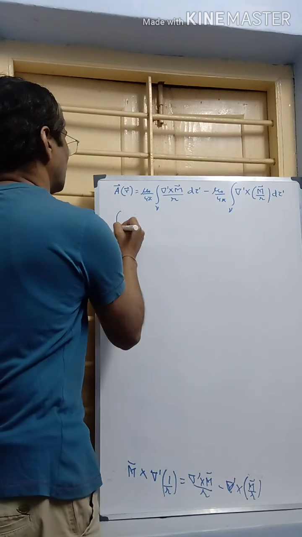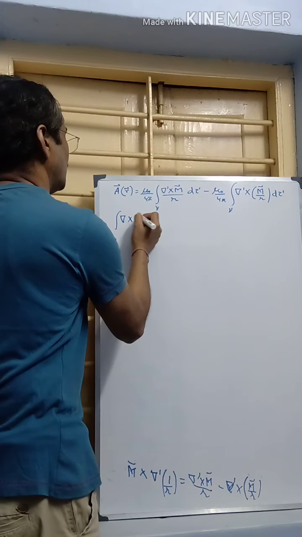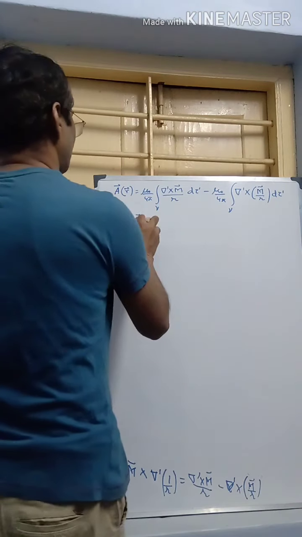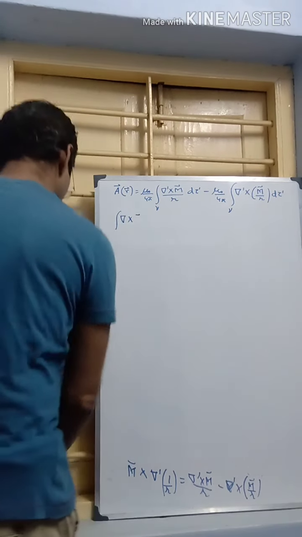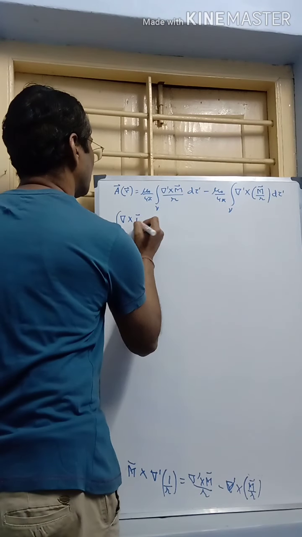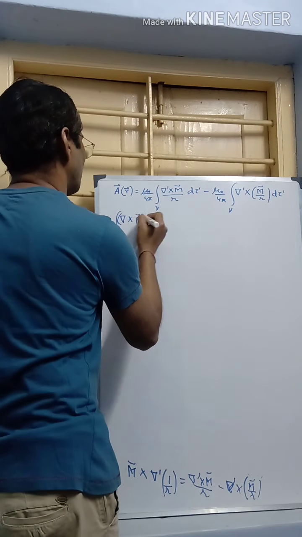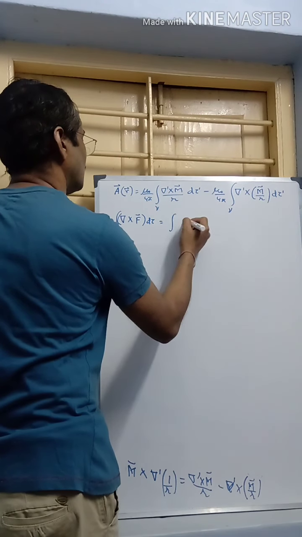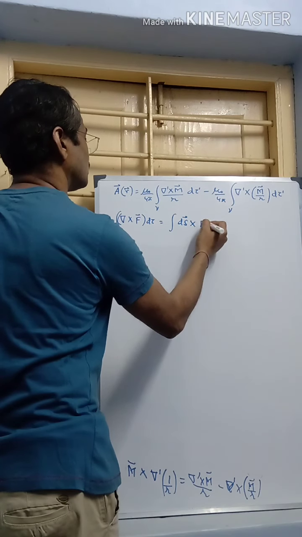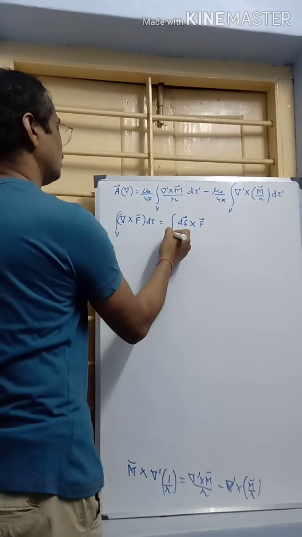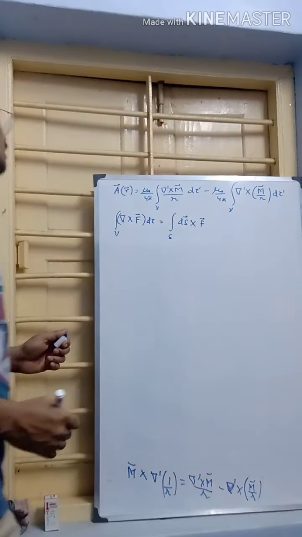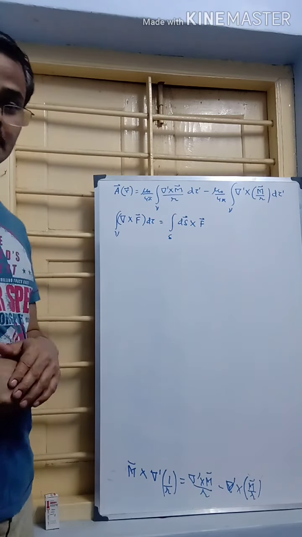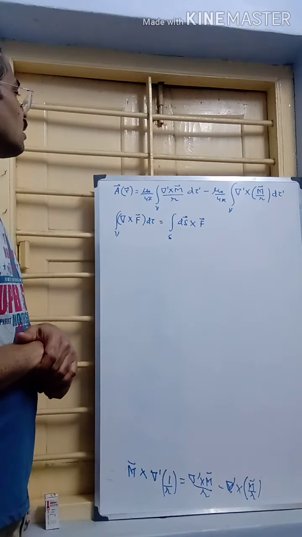we know that the volume integral of the curl of any vector f, curl of f d tau, can be written as the surface integral of ds cross f. If this is a volume integral, then this is a surface integral over the surface which encloses that particular volume. That can be very easily proved from vector calculus.